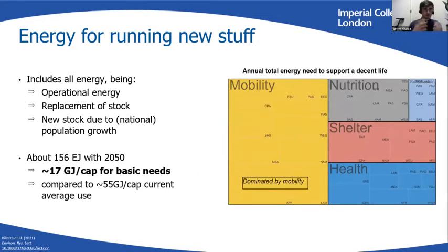In total, by about 2050, if everyone has decent living standards, the total energy need for providing decent living standards to everyone would be about 150 or 160 exajoules. Or on a per capita basis, this is about 17 gigajoules per capita, and this is dominated by mobility. Health, shelter, and nutrition are also significant portions of this, but it's much lower than the current average of about 55 gigajoules per capita of energy use.